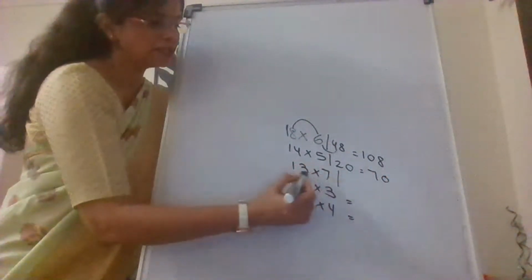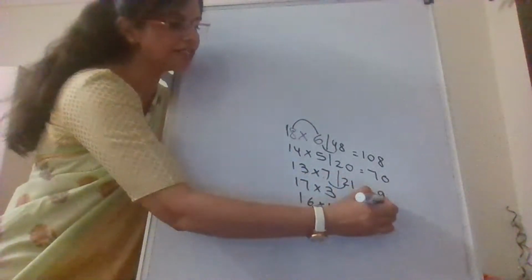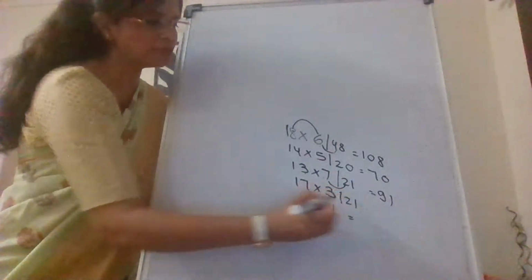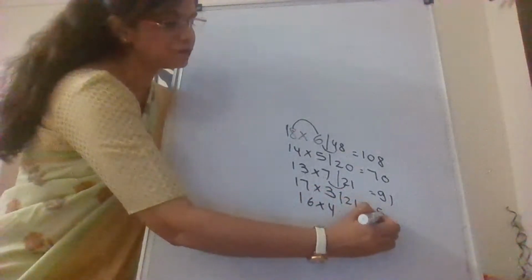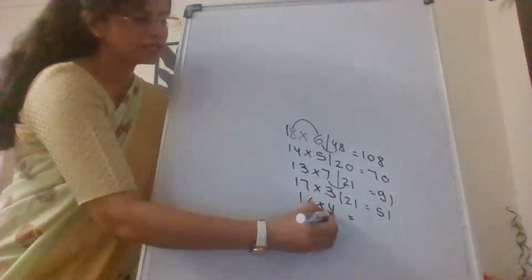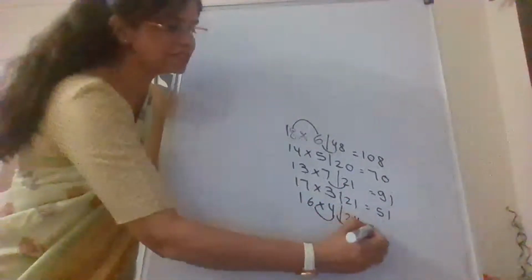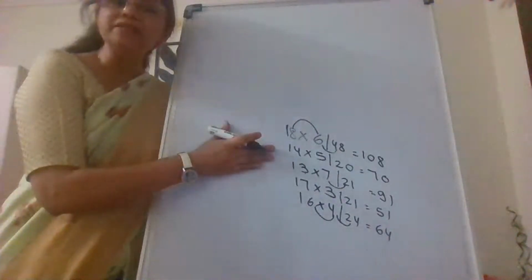Again, 3 times 7 is 21. So answer will be 91. 7 times 3 is 21. So 3 plus 2 is 5. So 51. 6 fours are 24. So 4 plus 2 is 6 and 64 is the answer. So you can do it mentally also.